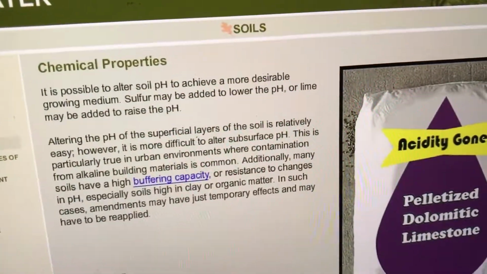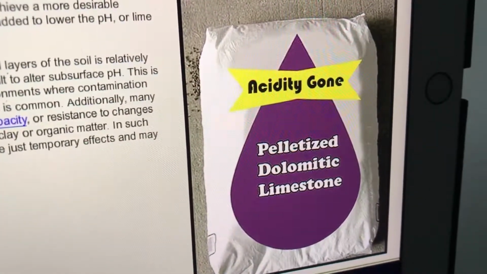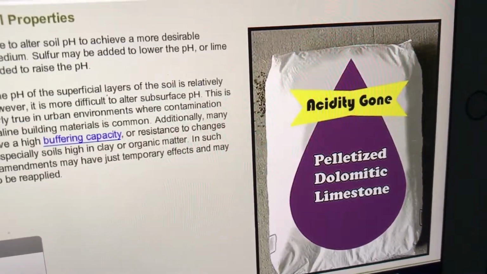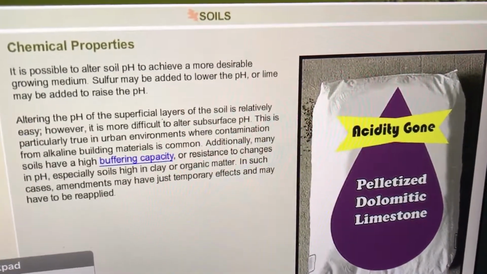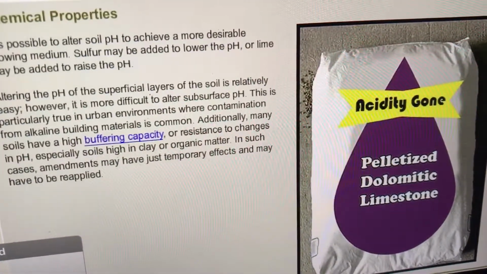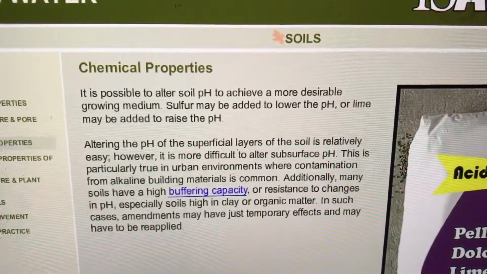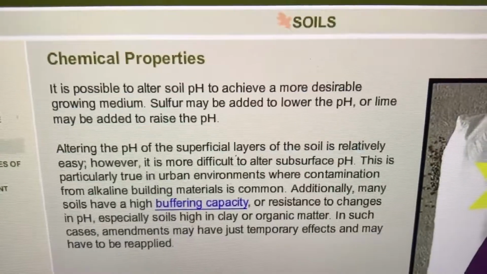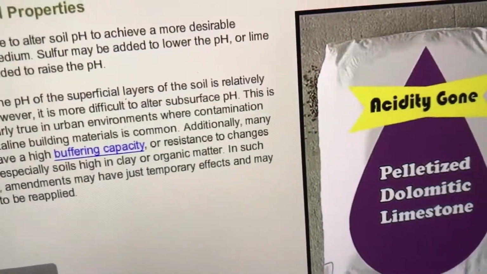It is possible to alter soil pH to achieve a more desirable growing medium. Sulfur may be added to lower the pH, or lime may be added to raise the pH. Altering the pH of the superficial layers of the soil is relatively easy. However, it is more difficult to alter subsurface pH. This is particularly true in urban environments where contamination from alkaline building materials is common.